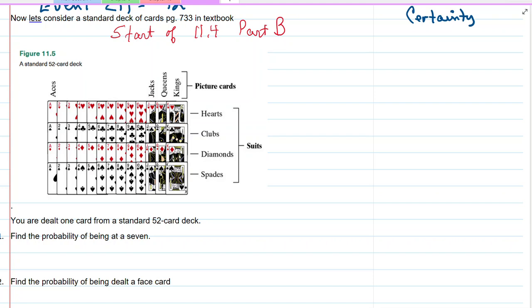Class, we're starting the second part of 11.4. In our first part, we constructed probability of rolling a dice, primarily one with 12 sides, but it could be 6, it could be even more. They make dice for games, and they extended the numbers. So now we're going to do probability study of cards, a deck of cards.